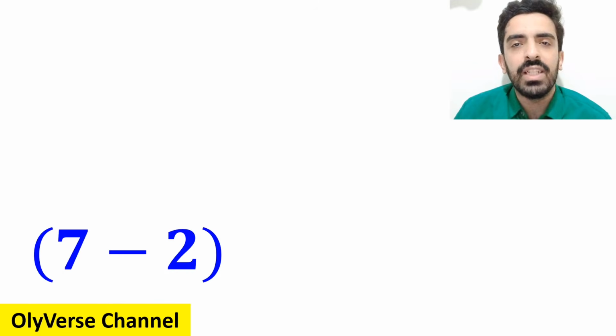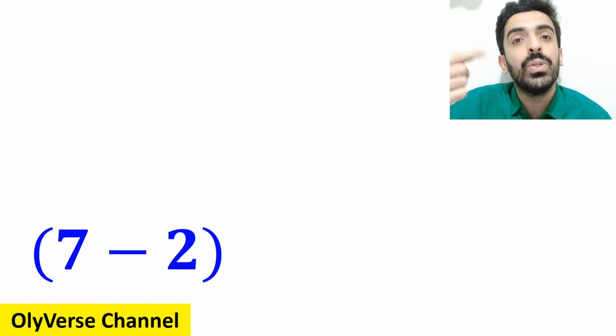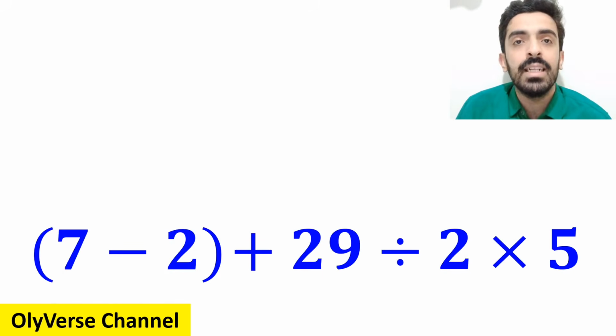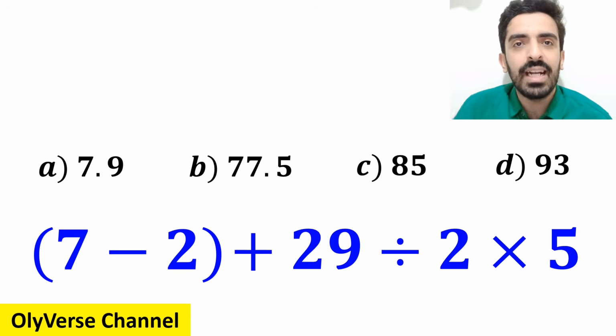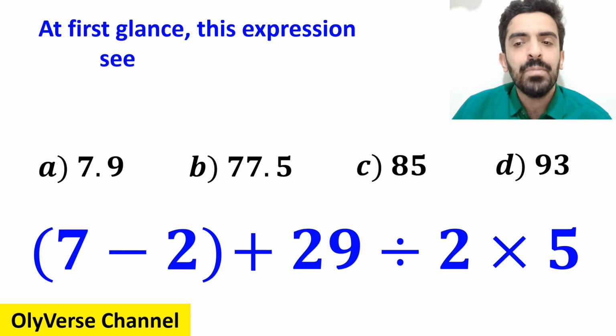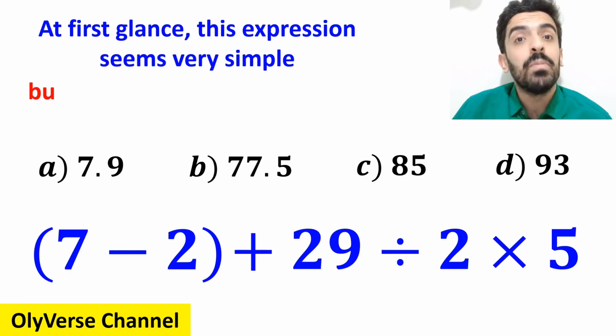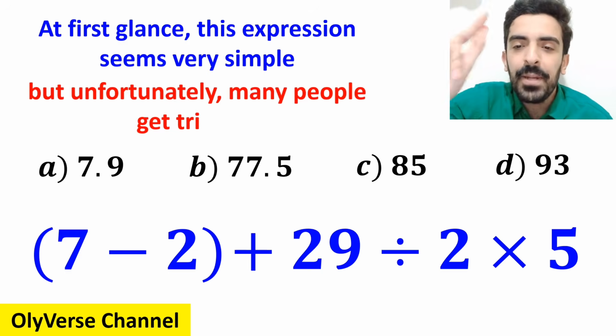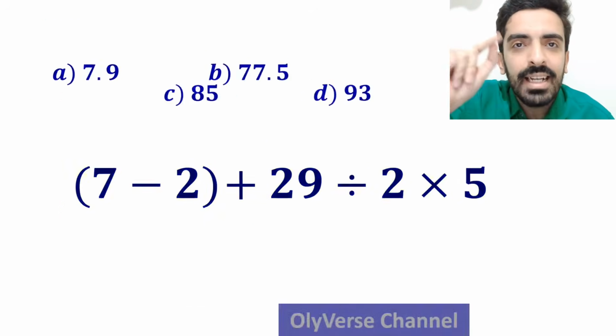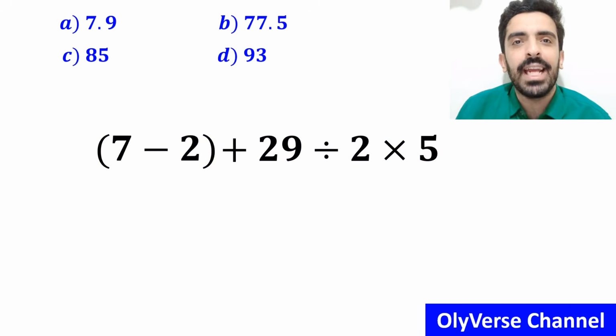What is the value of the expression 7 minus 2 inside the parentheses plus 29 divided by 2 multiplied by 5? Which option do you think is the correct answer to this question? At first glance, this expression seems very simple, but unfortunately, many people get tricked. Let's dive in and break it down step by step together.